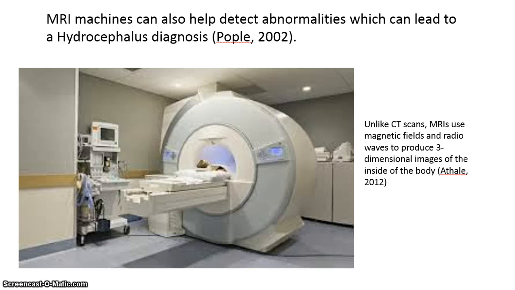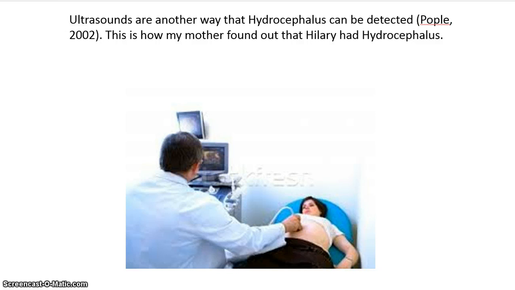MRI machines can also help detect abnormalities, which can lead to a hydrocephalus diagnosis. Unlike CT scans, MRIs use magnetic fields and radio waves to produce three-dimensional images of the inside of the body. Ultrasounds are another way that hydrocephalus can be detected. This is how my mother found out that Hillary had hydrocephalus.